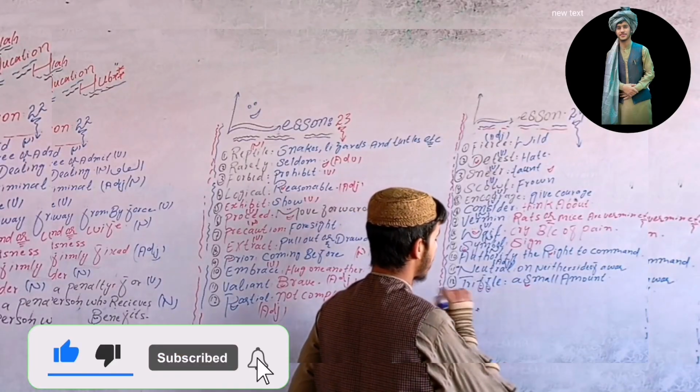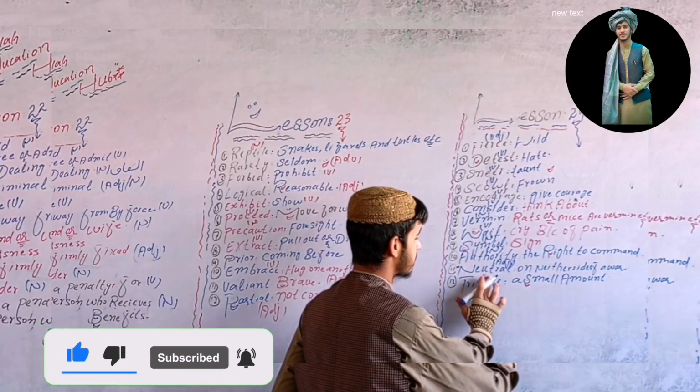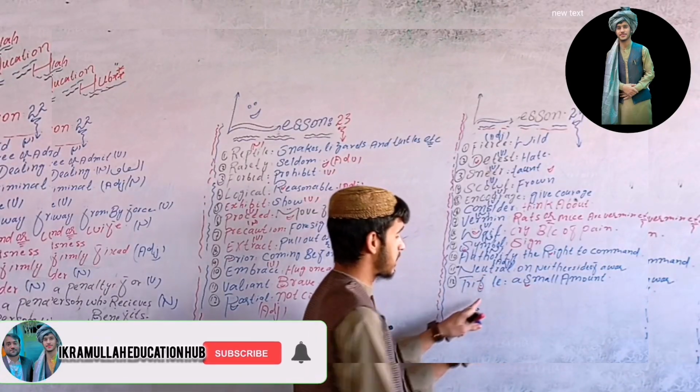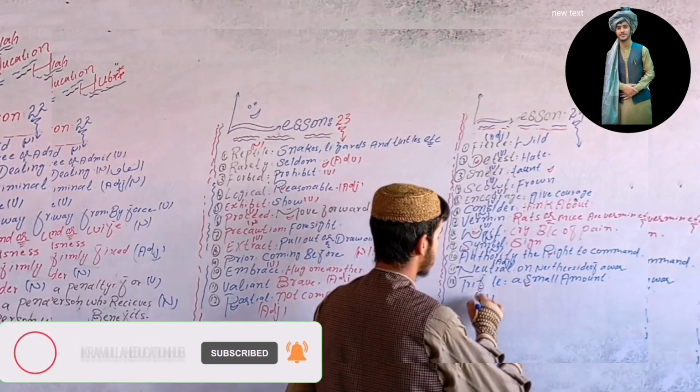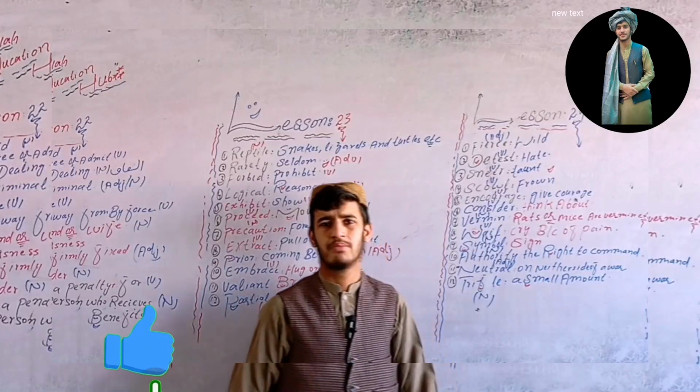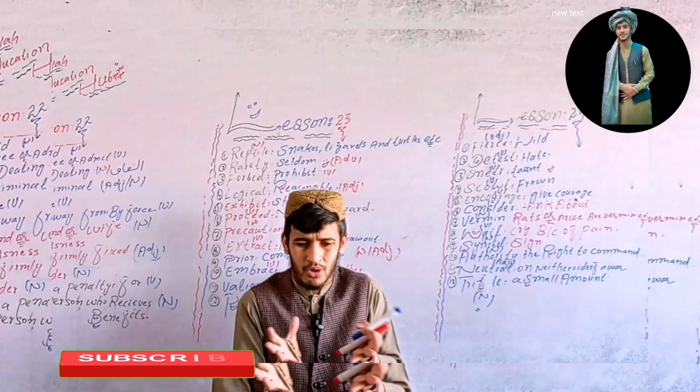The last one is triple. Its grammatical position is, it is having a single F. The last one is triple. Its grammatical position, it means a small amount. मामूली चीज, बेकदर सी चीज, मतलब बहुत मामूली हो.